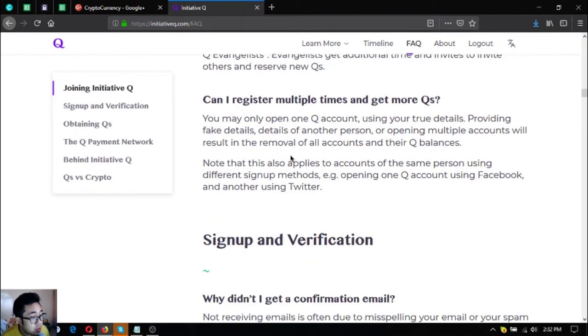Can I register multiple times and get more queues? You may only open one account using your true details. Providing fake details of another person, and opening multiple accounts will result in the removal of all accounts and their queue balances. Note this also applies to accounts of the same person using different sign-up methods. Example, opening one account using Facebook and another using Twitter.